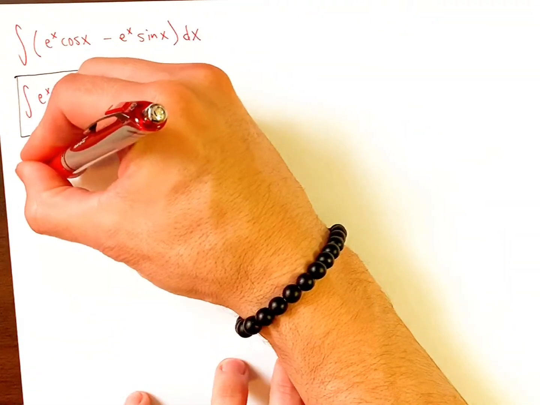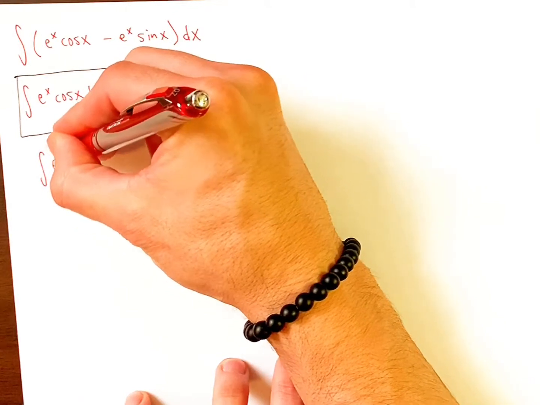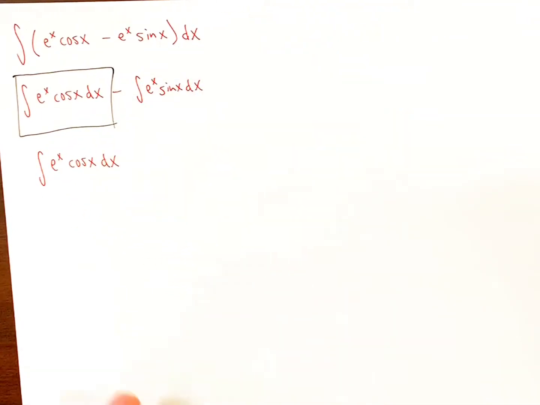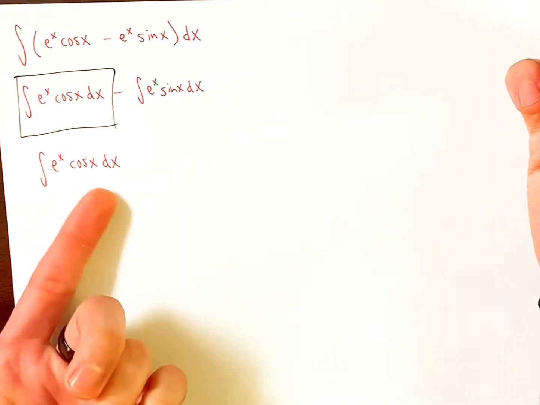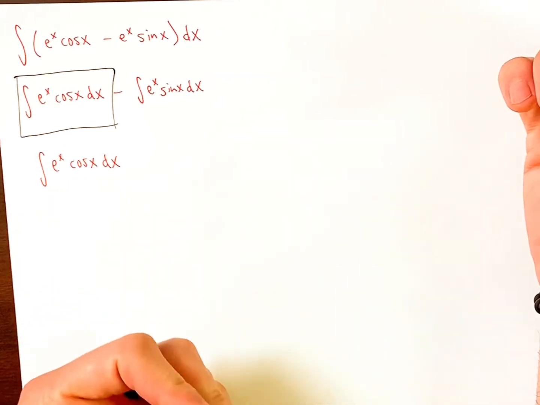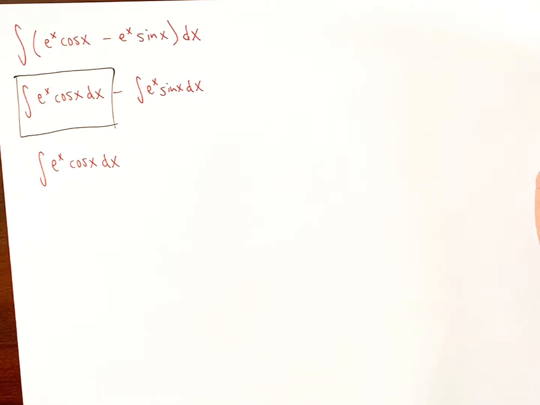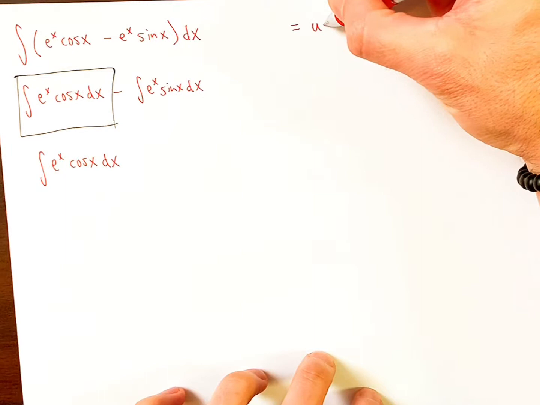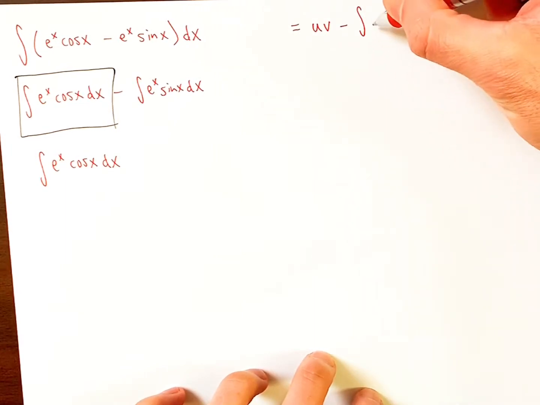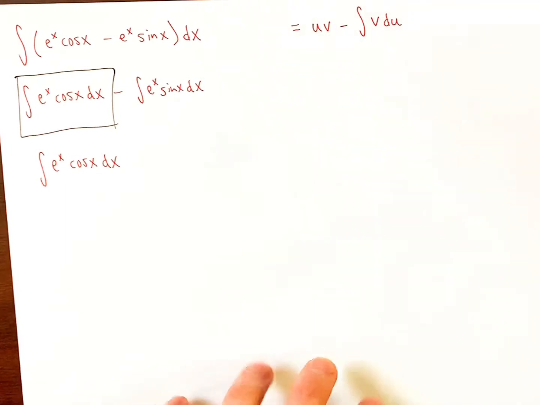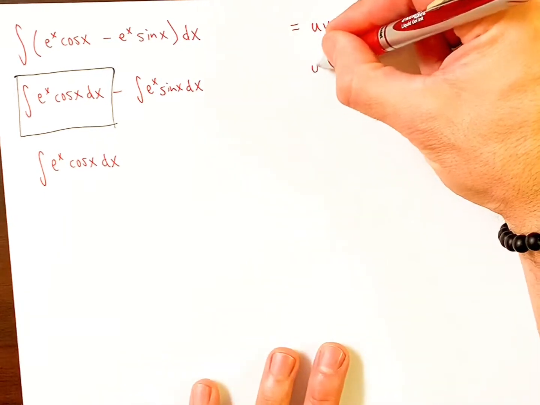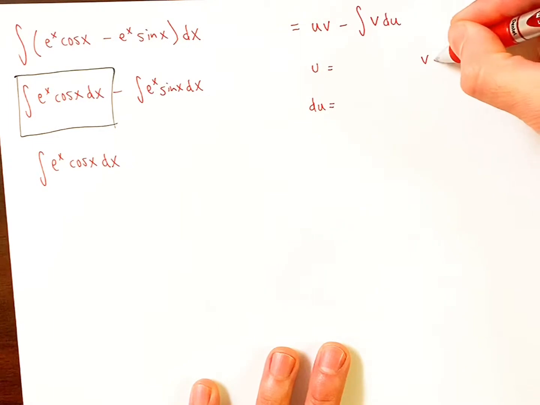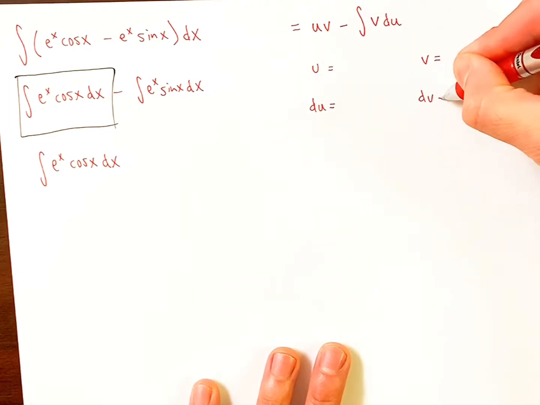So let's see, we have the integral of e to the x cosine x dx. And we are told, or we just know, that for this we should use integration by parts. Now recall, integration by parts, something like this would equal uv minus integral v du, where the setup is we have a u and a du, we have a v and a dv.